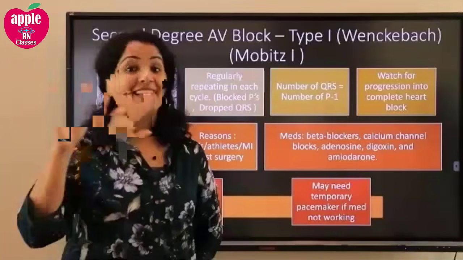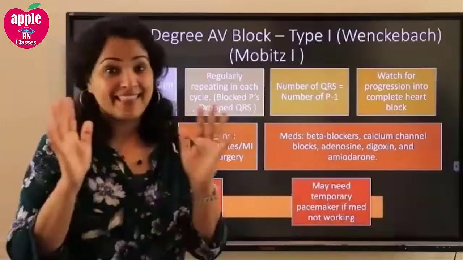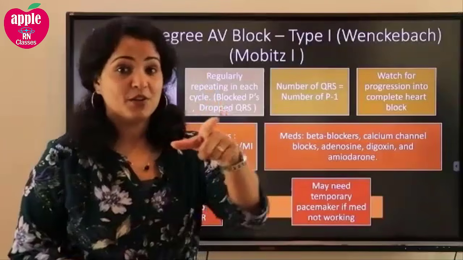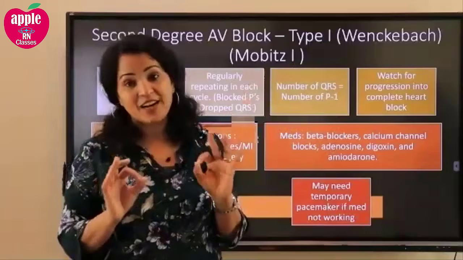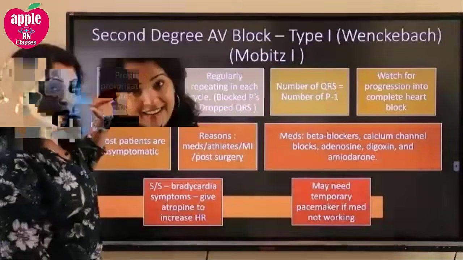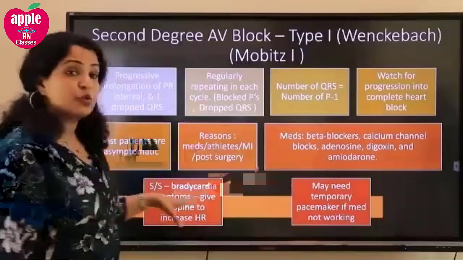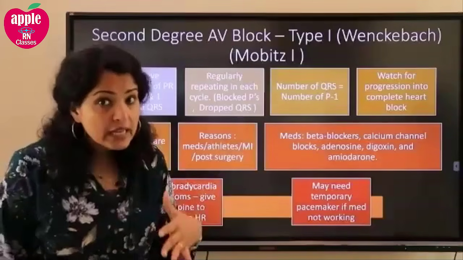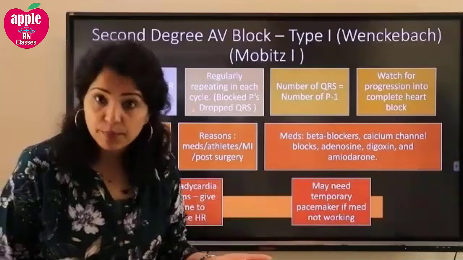Now, everything changes if the patient is telling you that he is having chest pain. Okay, everything changes if the patient is telling you that he is having shortness of breath. Then things are very different. Then that becomes my priority patient because he is going to go into complete heart block before I know, right? So that's something we have to be very careful about. Now, in type 1, in these patients, if they are having bradycardia symptoms, we will possibly be able to help them with some atropine.